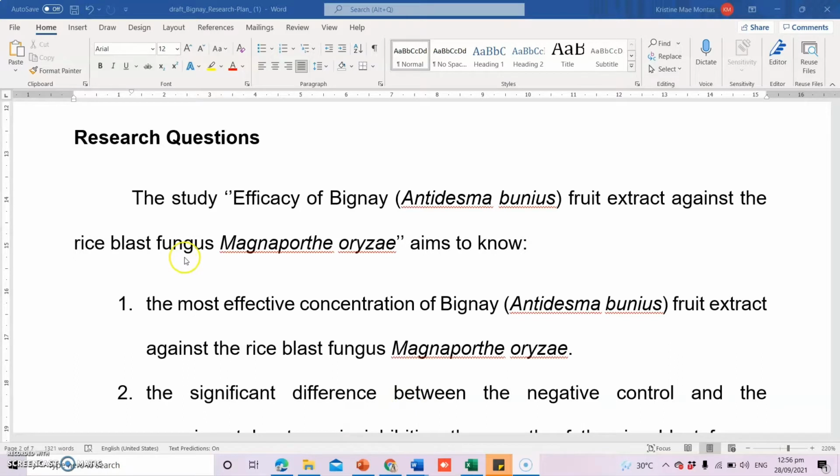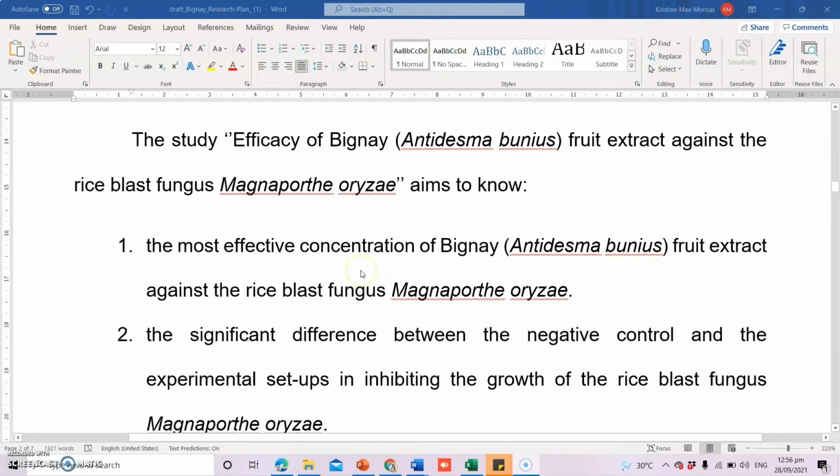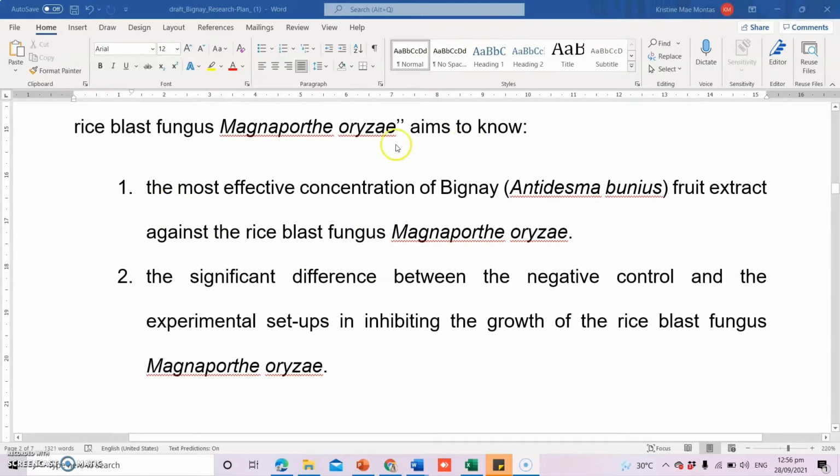So, let's say, for example, okay, same study. Research questions. The study on the efficacy of Bignai fruit extract against the rice blast fungus aims to know the following. So, let's say, for example, you have two aims. First, the most effective concentration of Bignai fruit extract against the rice blast fungus. Okay, and the other one is the significant difference between the negative control and the experimental setups in inhibiting the growth of the rice blast fungus, Magnaporthe oryzae.